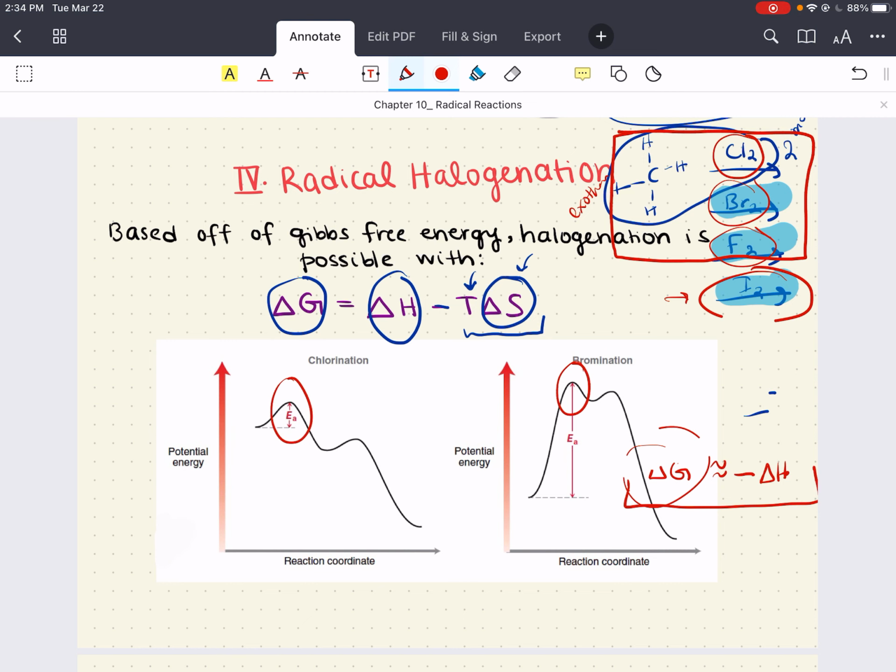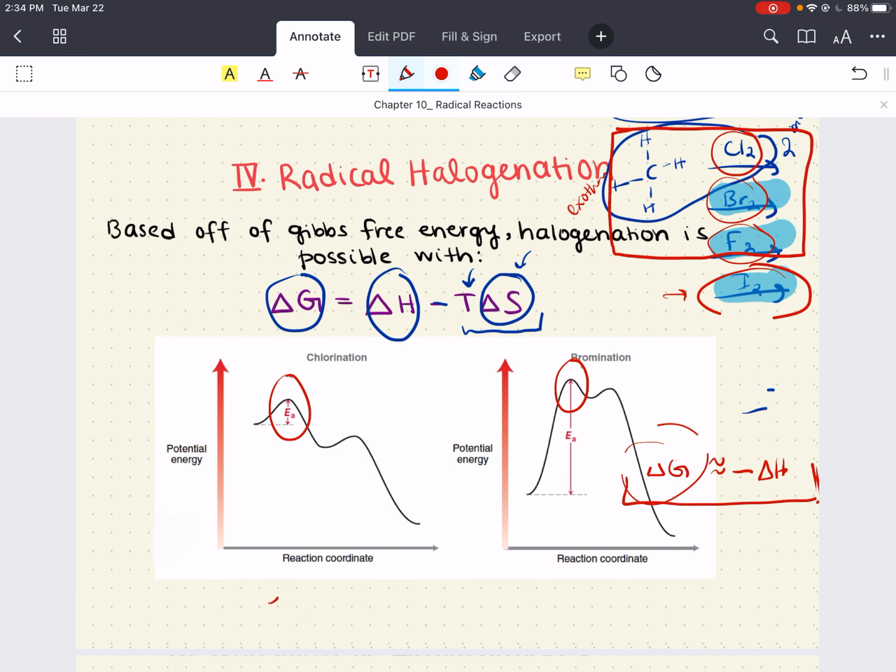It's going to be exothermic for chlorination and endothermic for bromination. All right, so one more time. What we're observing is the energy diagrams for chlorination and bromination for the propagation steps. We realize that the rate determining step is the first step.